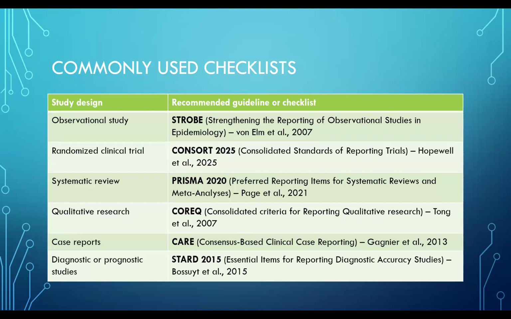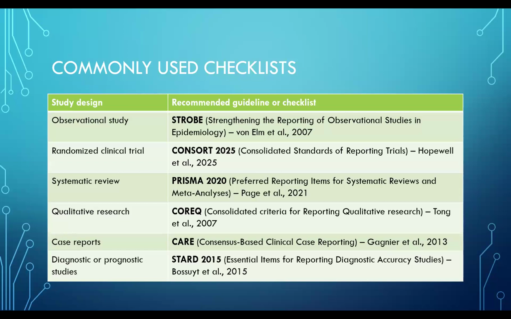So you have something called the CARE, Consensus-Based Clinical Case Reporting Guideline. And if you're doing a diagnostic or prognostic study, you're saying you want to study the implication of this variable for short-term treatment outcome, or the implication of this variable for prognosis in patients who are followed up for 1 year with this disorder, then there is something called the STAR-D.